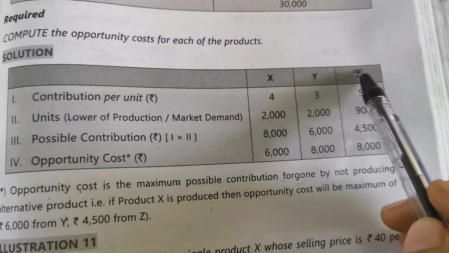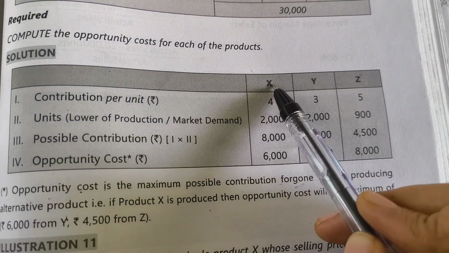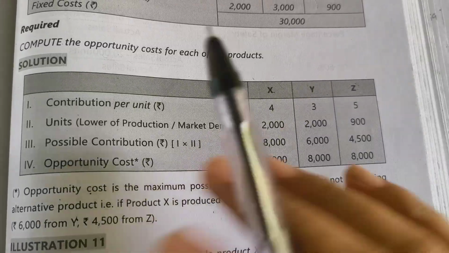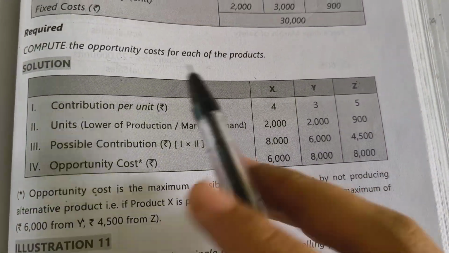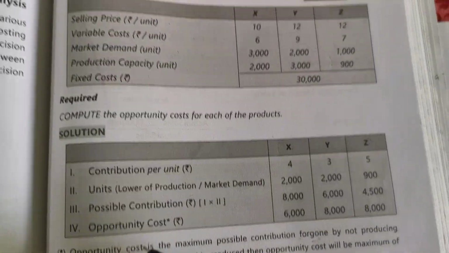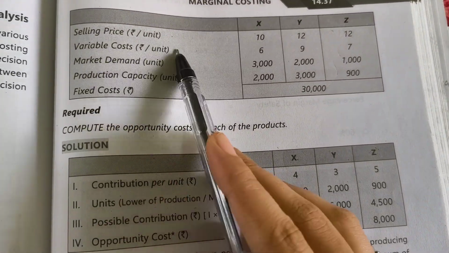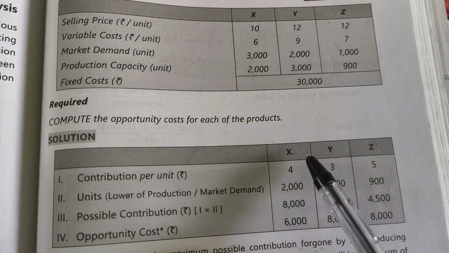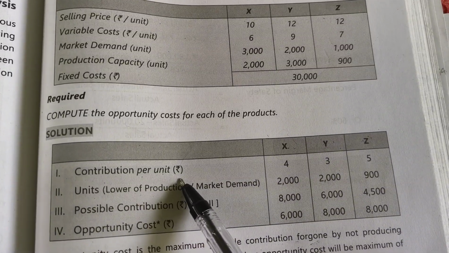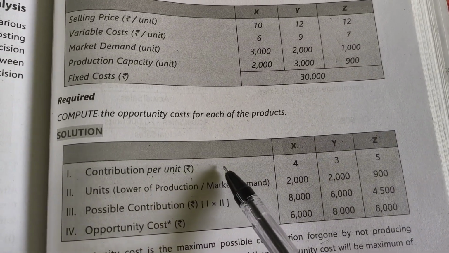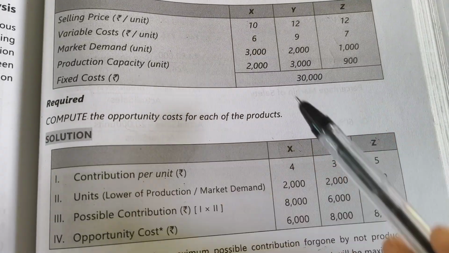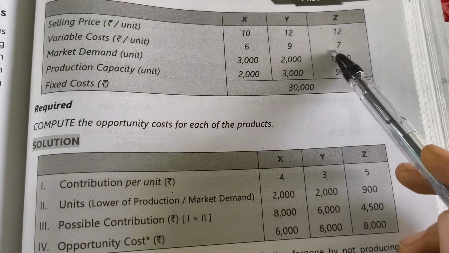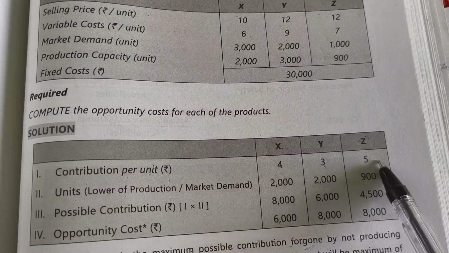We have three products, right? If we choose to produce one product, what is the maximum possible contribution that is foregone by not producing alternative products? So we have to find the contribution. First, we have given selling price per unit and variable cost per unit. From it, we can find the contribution per unit for each item. Contribution per unit is equal to sales minus variable cost. That is 10 minus 6 gives 4, 12 minus 9 gives 3, and 12 minus 7 gives 5. We get the contribution per unit.